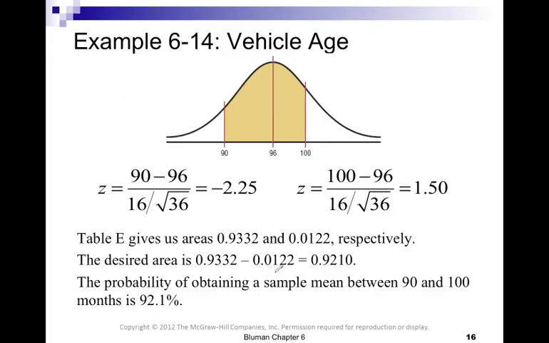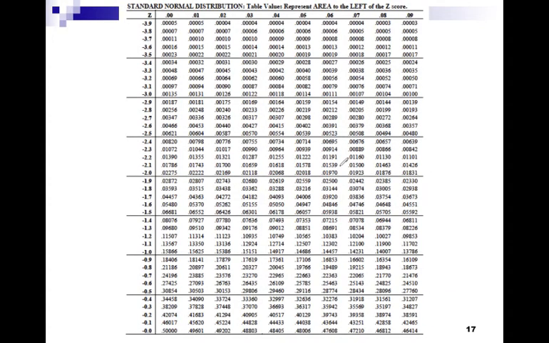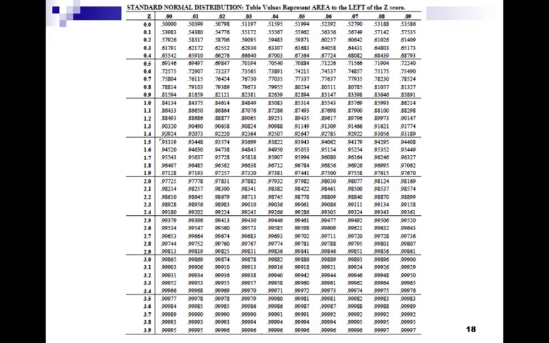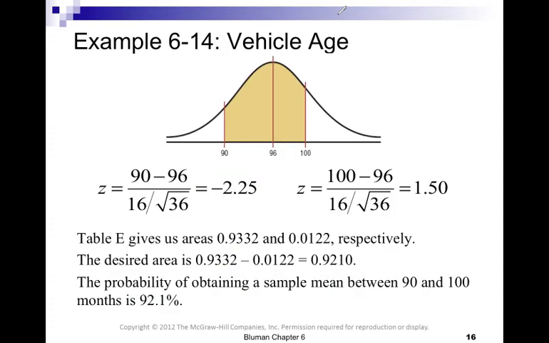And that's what we find here. And then a 1.5. So 1.5 is right here, 1.50, 0.9332 if I round it to 4 decimal places. So 0.9332 minus 0.0122, and that gives me the area under the curve here of 0.9210. That's that shaded area, which then in percent for probability is 92.1%.